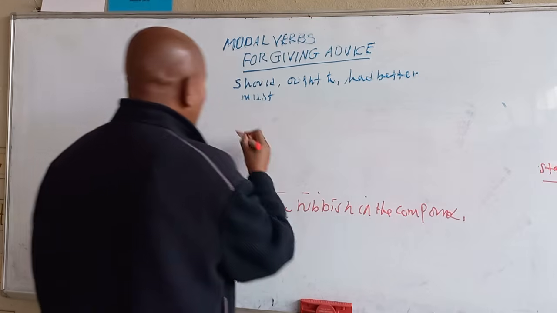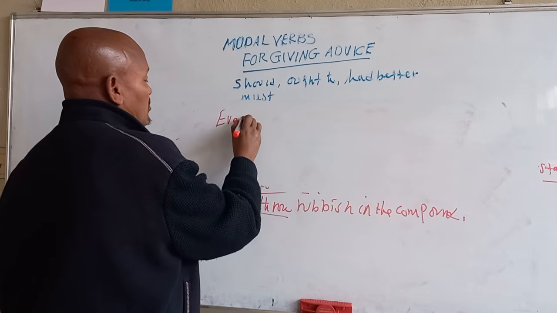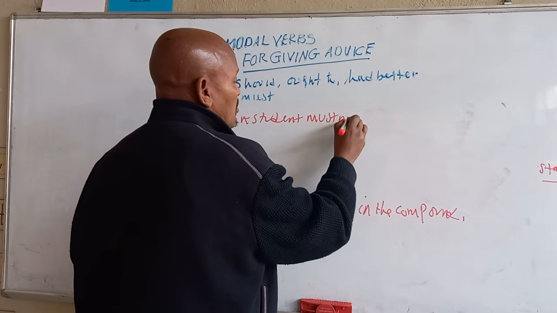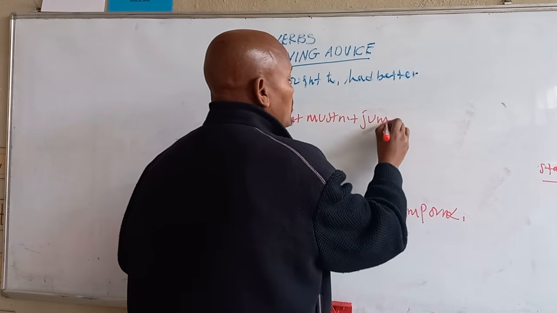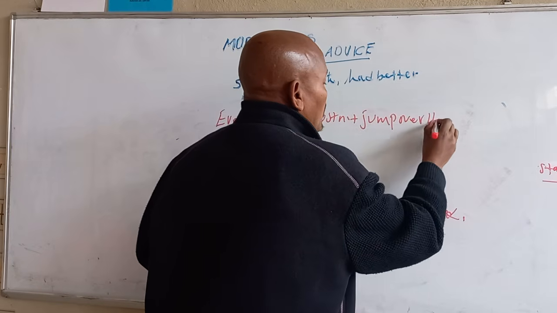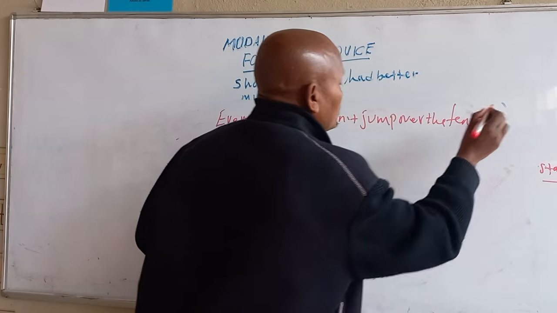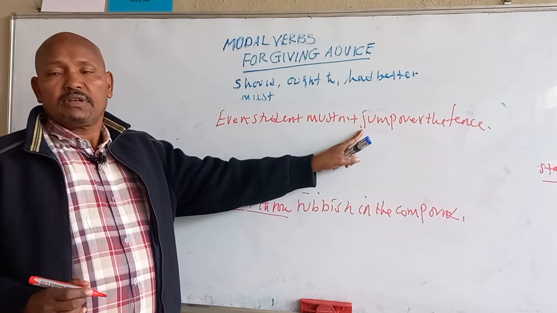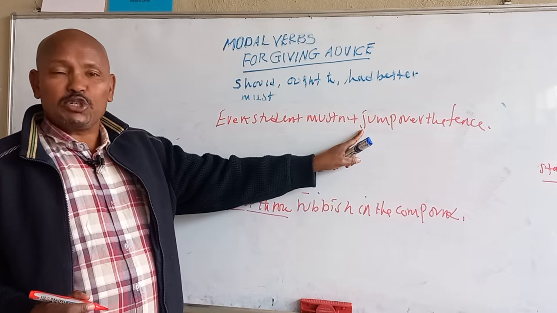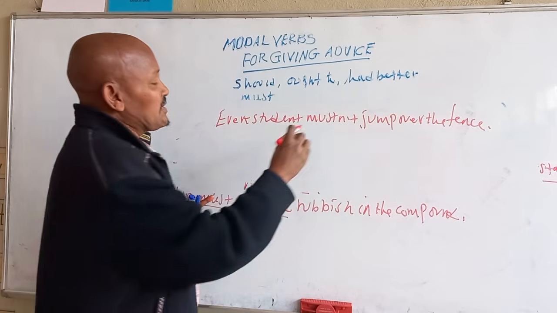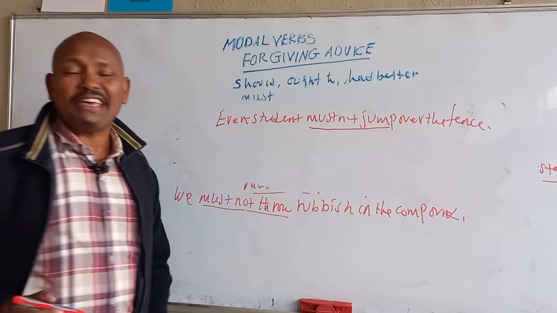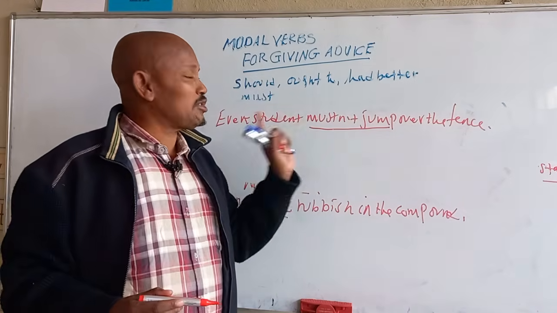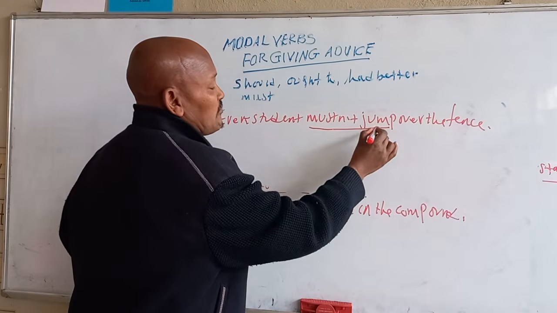The other example with must not here. We mustn't, every student, look here. Every student mustn't jump over the fence. Look here. Every student mustn't jump over the fence. He or she will break the rules of the school. So mustn't. It is prohibited. Jumping over the fence. Prohibition means must not plus verb 1.